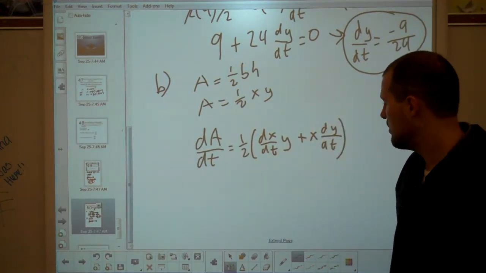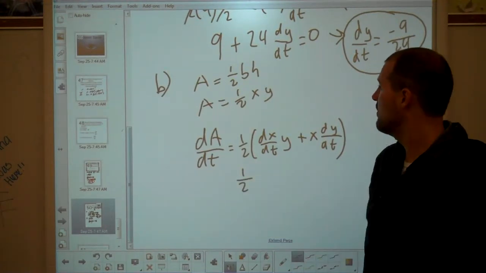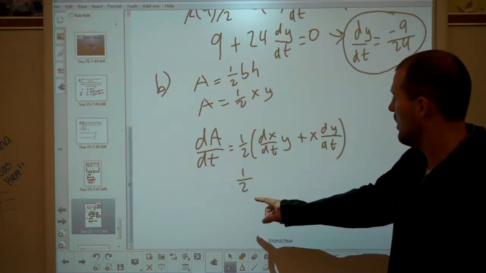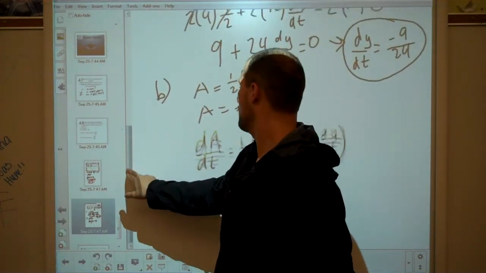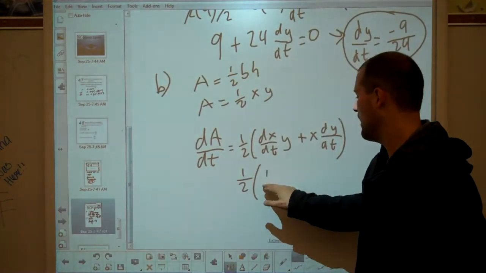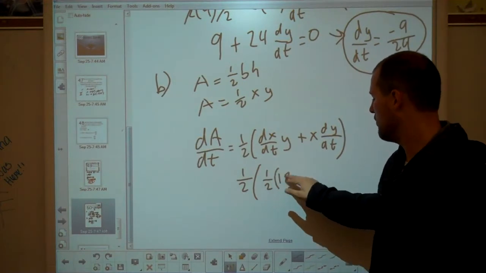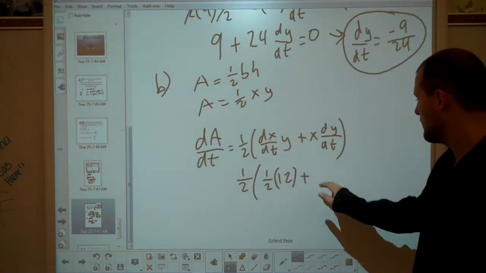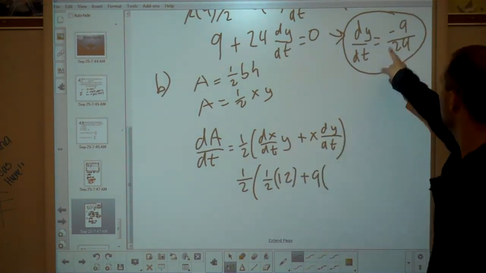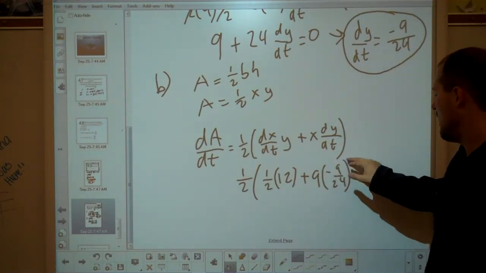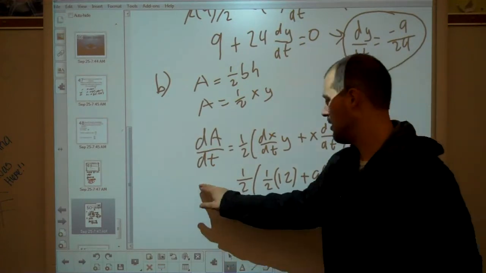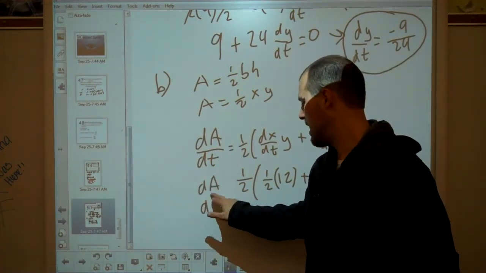Let's start filling in numbers and see what happens. So 1/2, dx/dt we know was, let me look up again, dx/dt was 1/2. So we get a half there. y was 12, plus x, that was 9, times dy/dt, -9 over 24. And here's the bizarre thing. We are going to leave that alone.